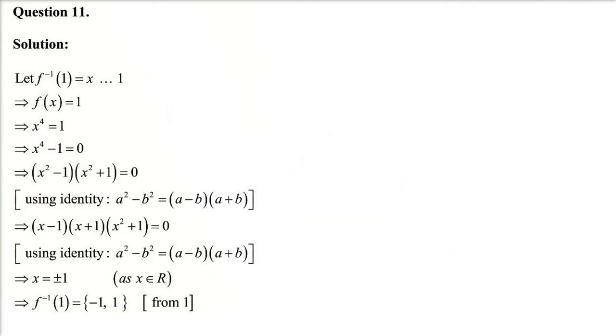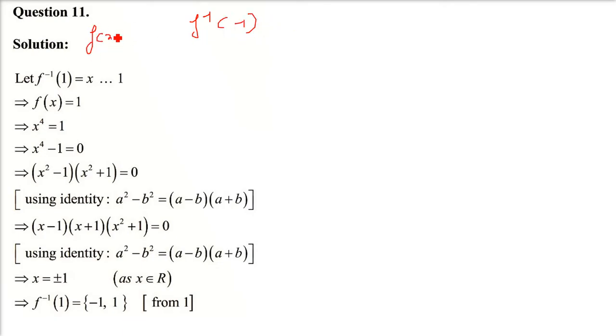So 11th question. Let f: R to R be defined by f(x) equals x to the power 4. Write f inverse of 1. So this is not a complex number question. Please remember R to R. So what do we do? We have to find out f inverse, negative 1. So just write it as x.